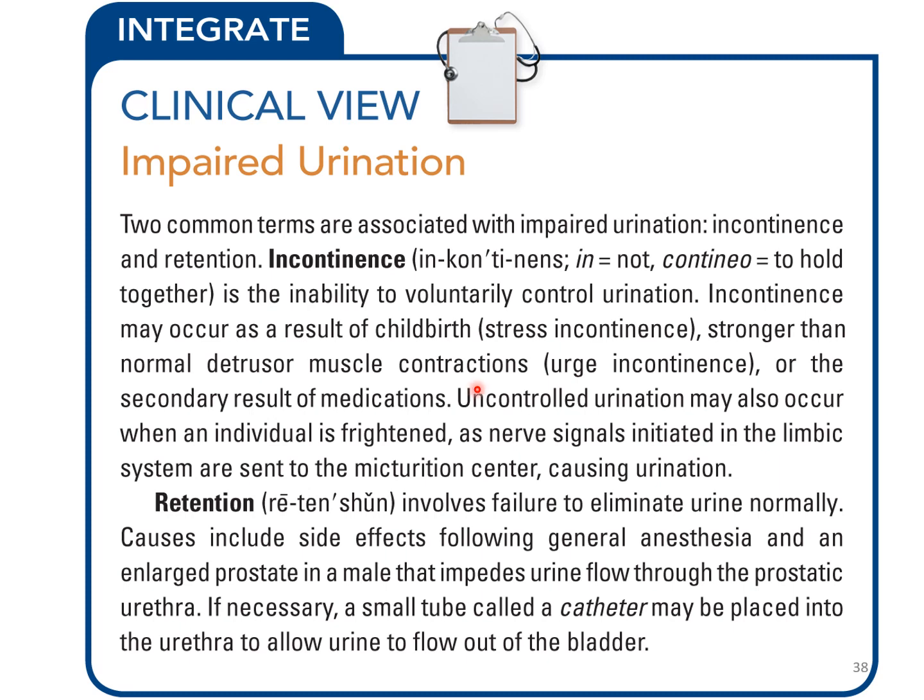Two common issues that you have with urination are incontinence and retention. So incontinence is the inability to voluntarily control urination. It just comes out without our ability to fully control it. This can happen as a result of childbirth if you have weakness in those pelvic floor muscles, or stronger than normal detrusor muscle contractions.